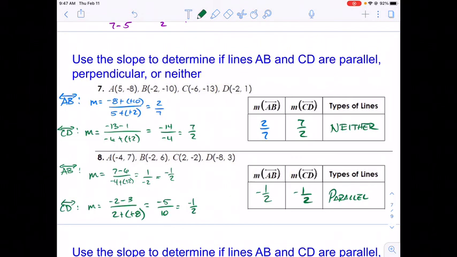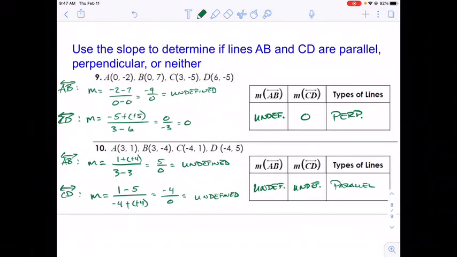Number 8, the slope of AB is negative 1/2. The slope of CD is negative 1/2, so that makes them parallel. And then we take a look at our last two.